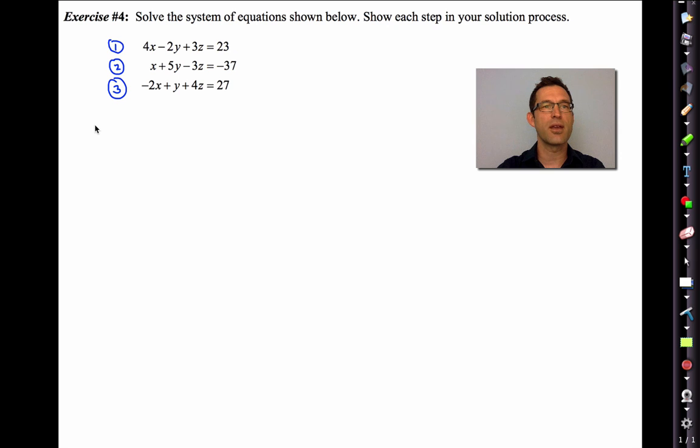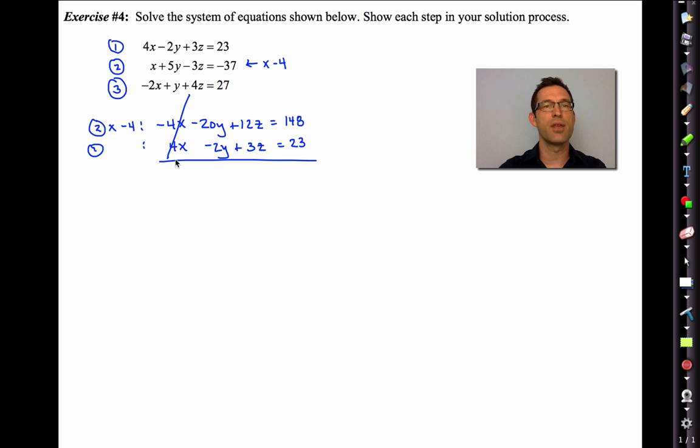So what I'm going to do is take equation 2 and multiply it by -4. That's going to give me -4x minus 20y plus 12z, be careful, equals 148. Just to make sure you understand where that came from, that's what I got when I multiplied -37 by -4. Now I'll just write down equation 1. No problem there: 4x minus 2y plus 3z is equal to 23. And now when I add these two together, the x's cancel.